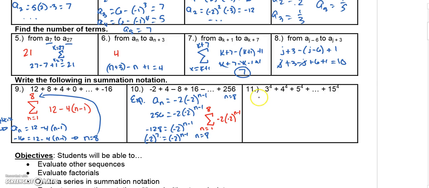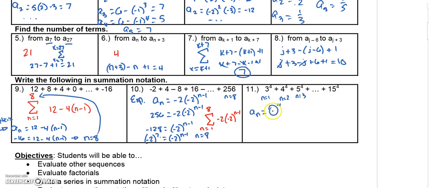Okay. 11 is one where it's not arithmetic, nor is it geometric. It's just something else. And that's what we're going to get into today and next class. So my first term is 3 to the 4th, right? That's n equals 1, n equals 2, n equals 3. So you might notice like, okay, well, it's always to the 4th power. So it's going to be an equals something to the 4th power.